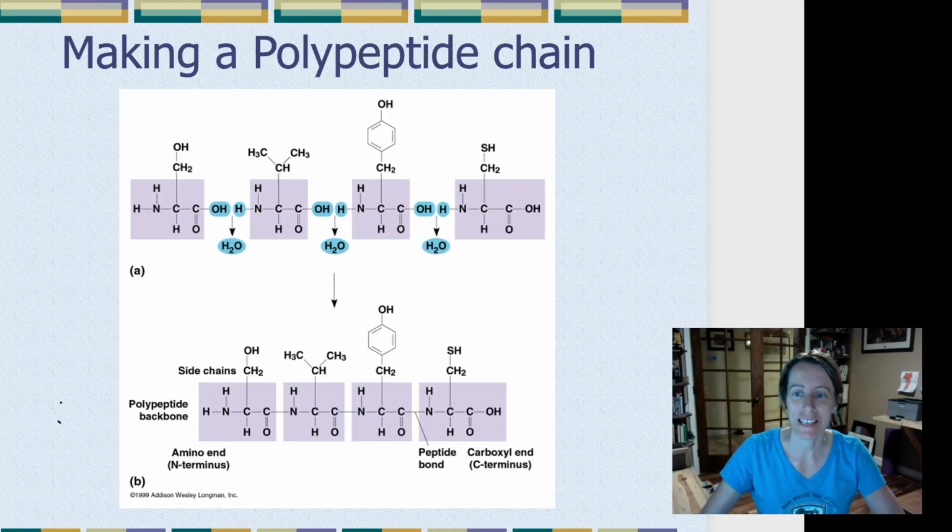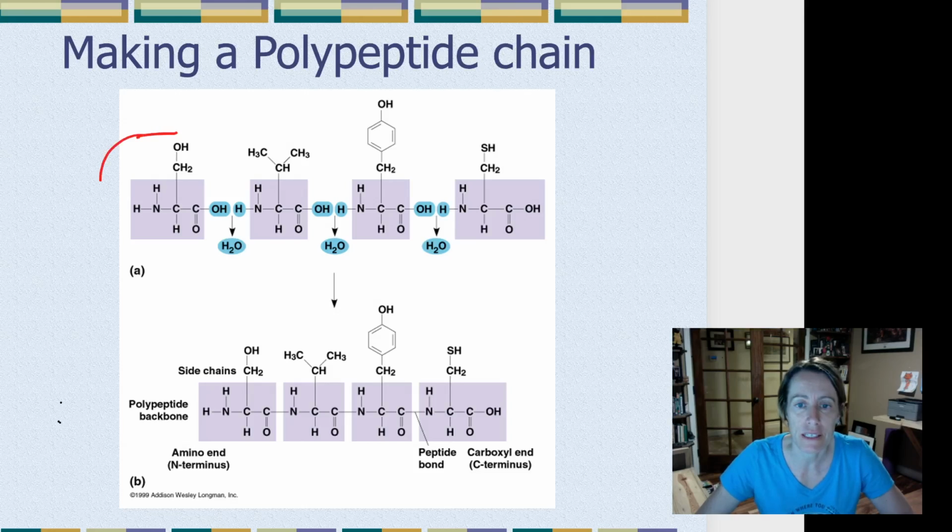Okay, so this is one of my favorite slides because when you're a nerd like me, you have favorite slides. So this slide is going to show you how we make a chain of amino acids, and it's super clear. I really like it. So first of all, what do we got here?